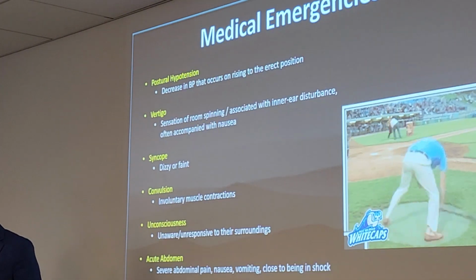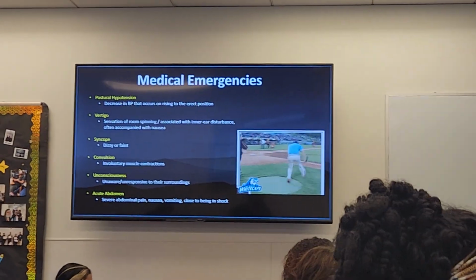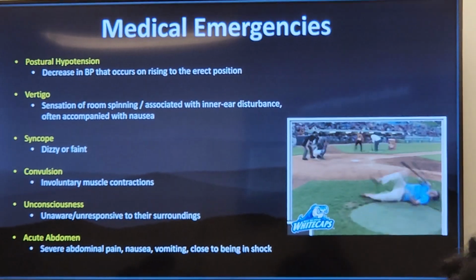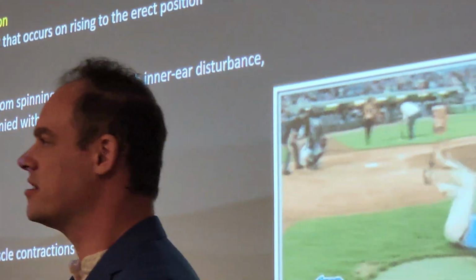All right, some more, guys. Postural hypotension. That's a decrease of blood pressure that occurs on rising to the erect position. What's another word for that? Orthostatic hypotension. It's a synonymous term.